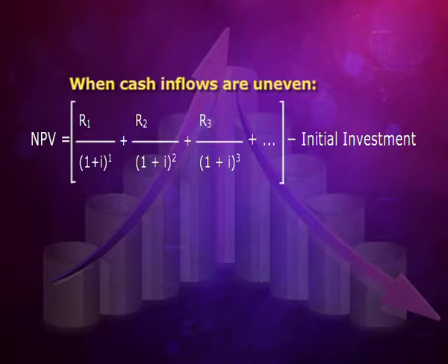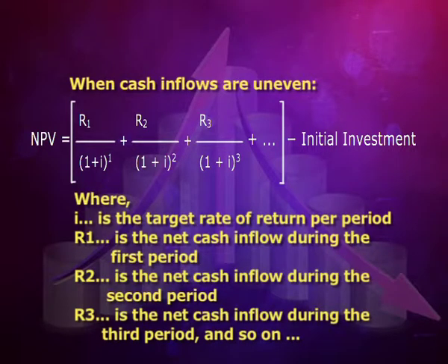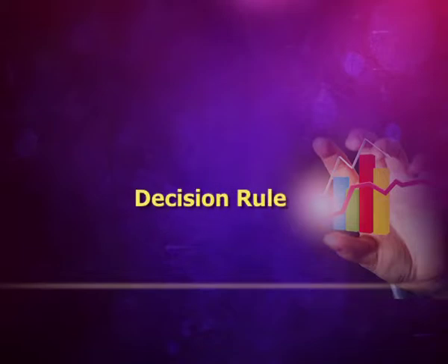When cash inflows are uneven, NPV is equal to R1 upon the discounting factor plus R2 upon the discounting factor for the second year plus R3 divided by the discounting factor for the third year and so on, minus the initial investment, where I is the target rate of return per period, R1 is the net cash inflow during the first period, R2 is the net cash inflow during the second period, R3 is the net cash inflow during the third period and so on. Now, what is the decision rule?